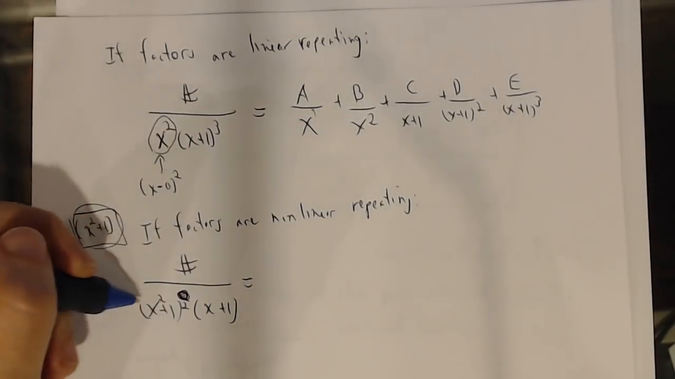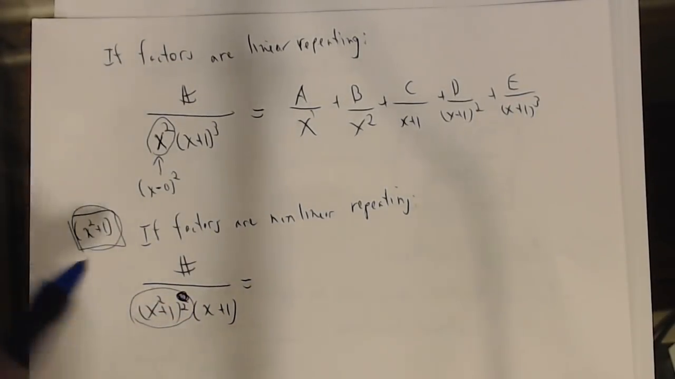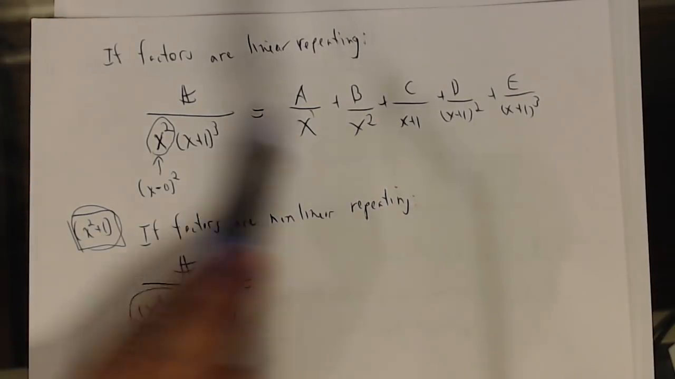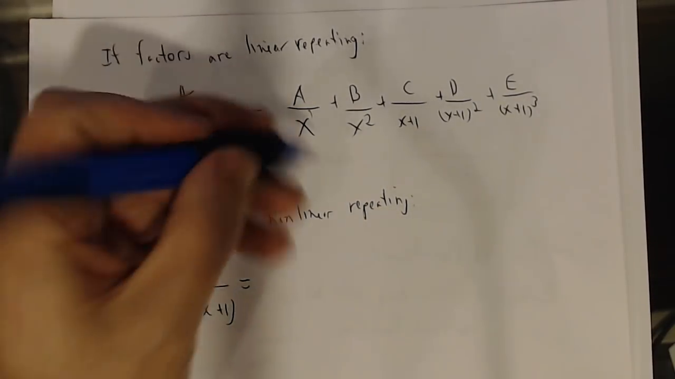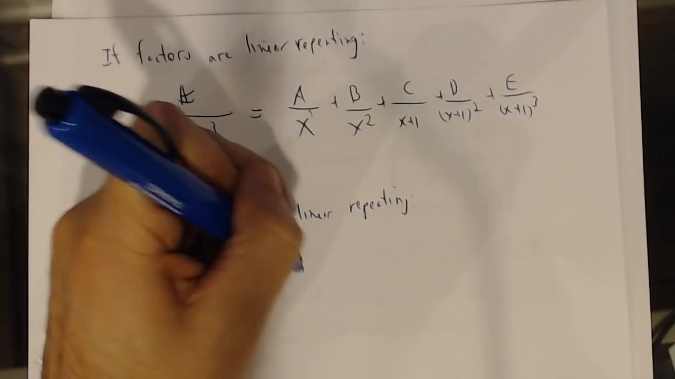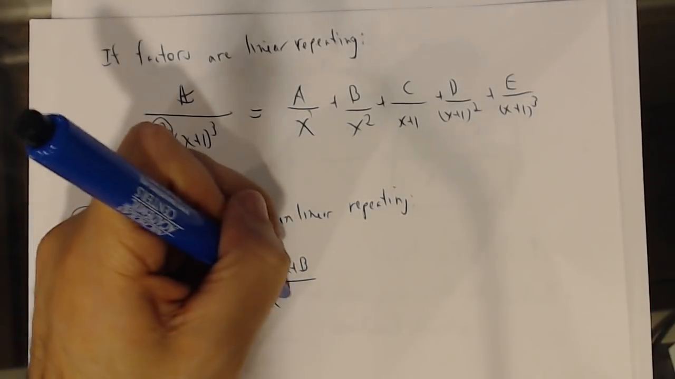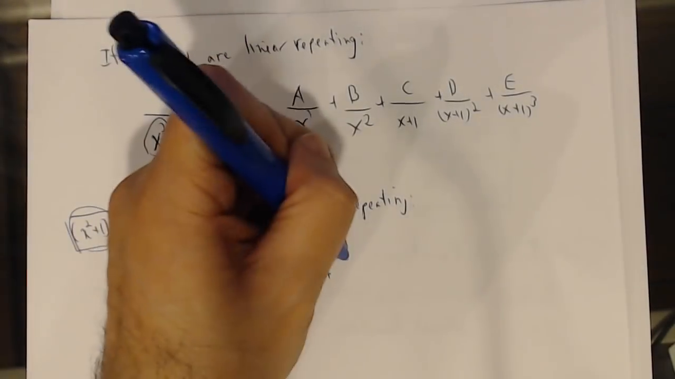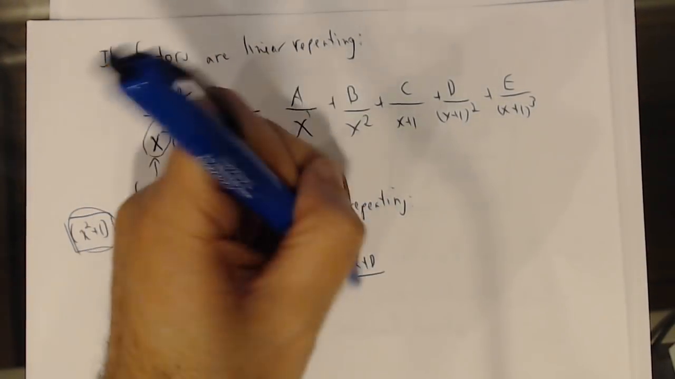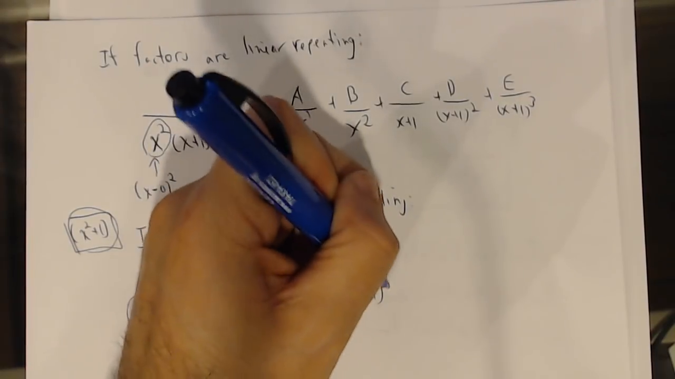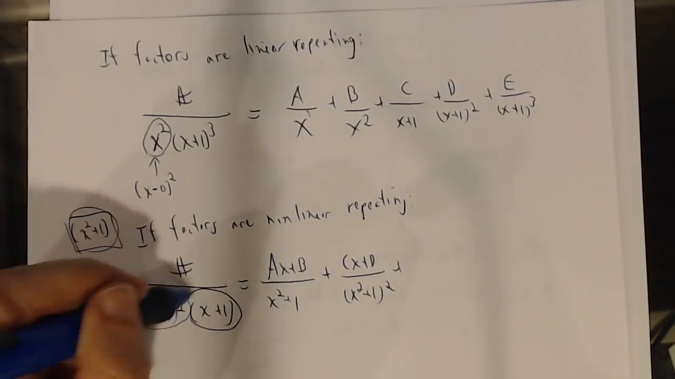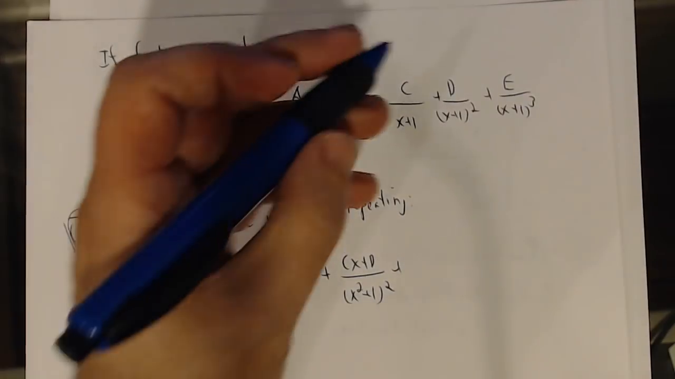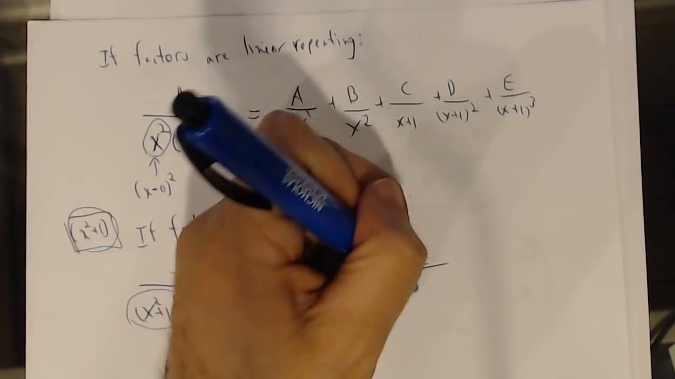How would this break up? Well, the nonlinear repeating would be very similar to the linear repeating, except in the numerator, what would it be? It would be ax plus b over x squared plus 1. And remember, I have two of them. It would be plus cx plus d over x squared plus 1 quantity squared, plus, and then I would take care of this factor, which is linear non-repeating, which would be e over x plus 1.